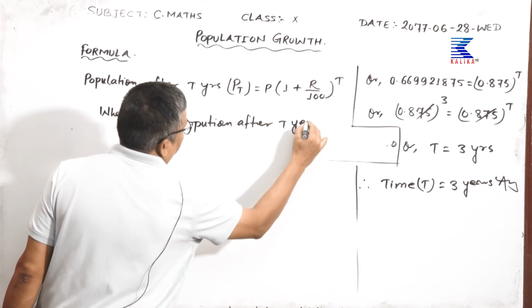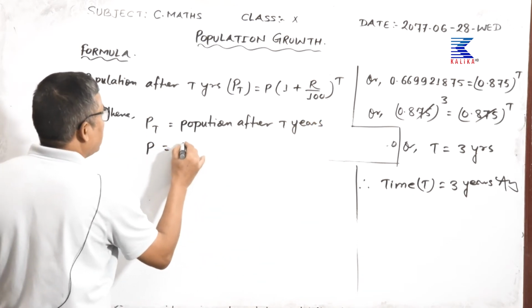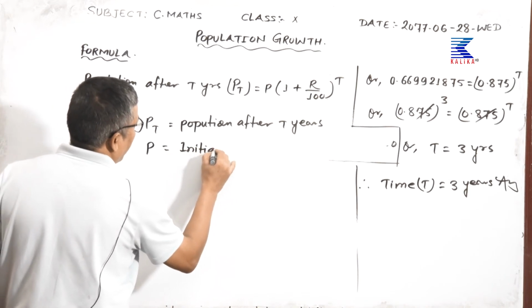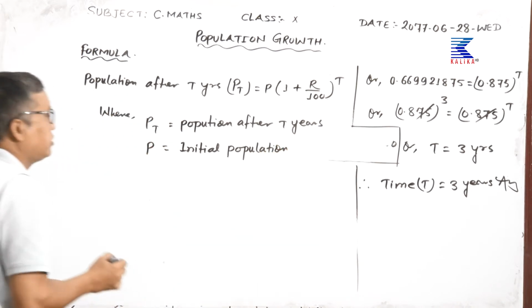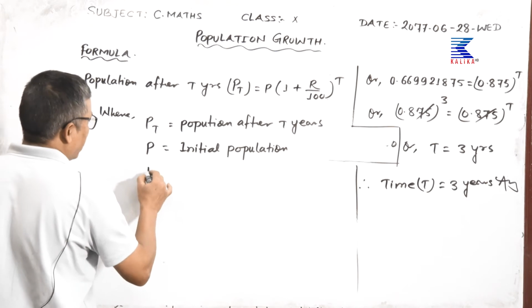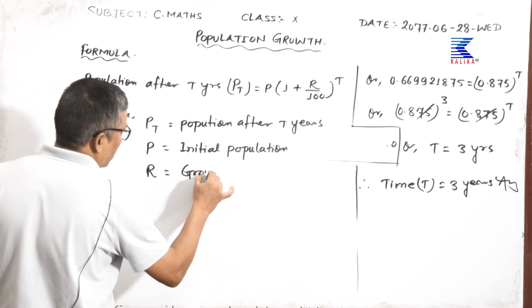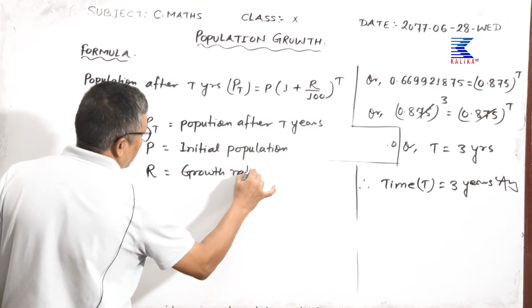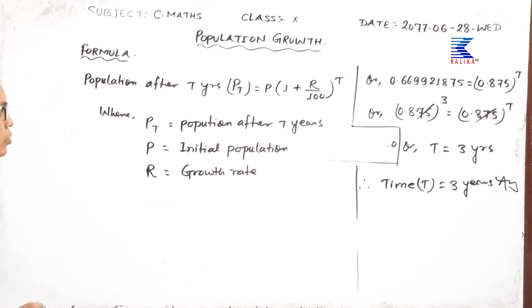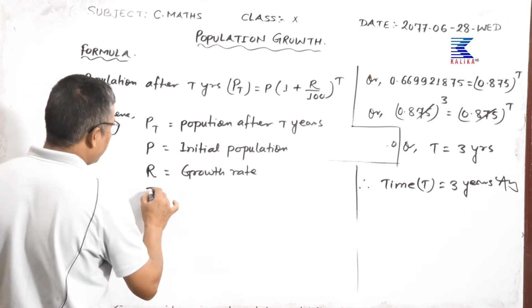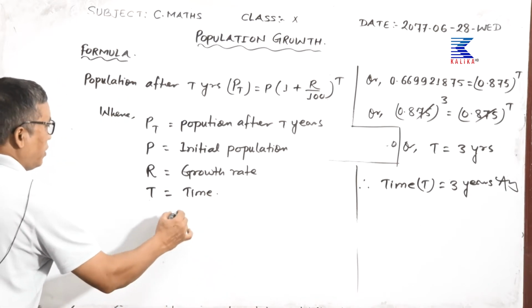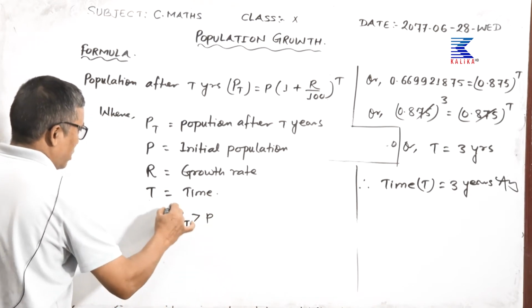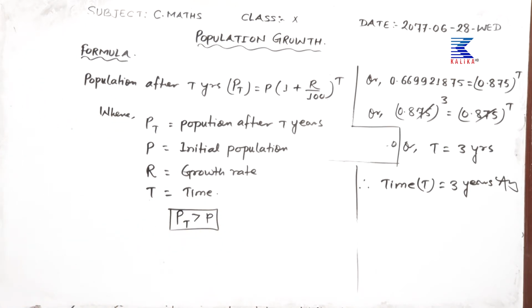P means initial population, शुरू को जनसंख्या, initial population. R is the growth rate, the rate of population growth, and t is equal to time. Here Pt is always greater than P, clear? After t years the population is greater than the initial population.